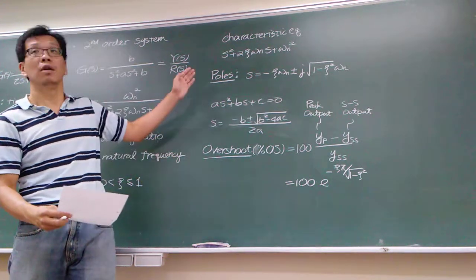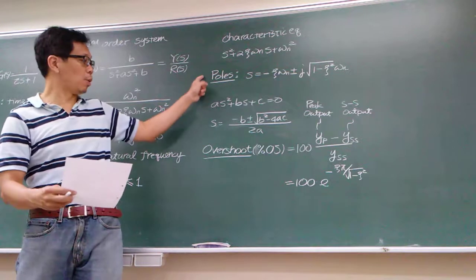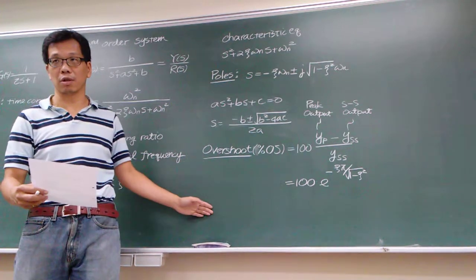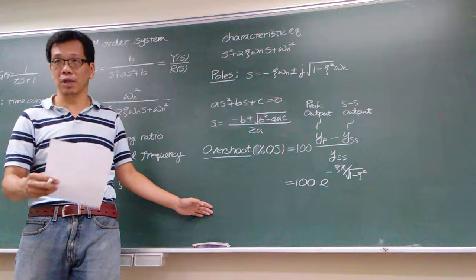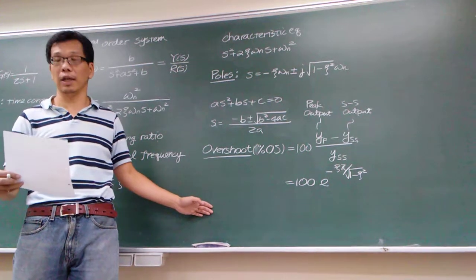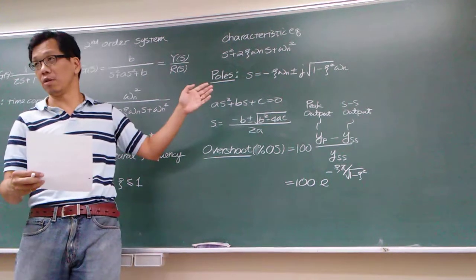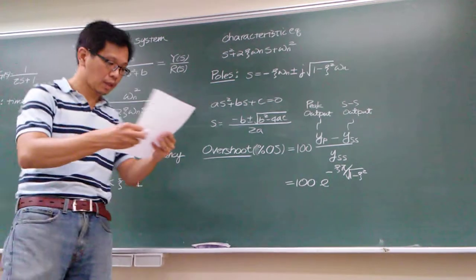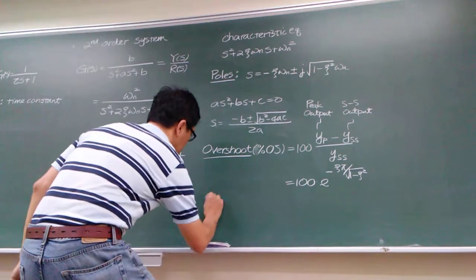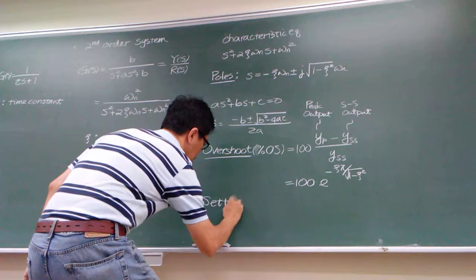Just keep in mind, there are three things we need to know. One is the poles, the other one is overshoot. There is a third one, I'm going to write it down. Those three things are important when we try to analyze second order equations. The third one is settling time.